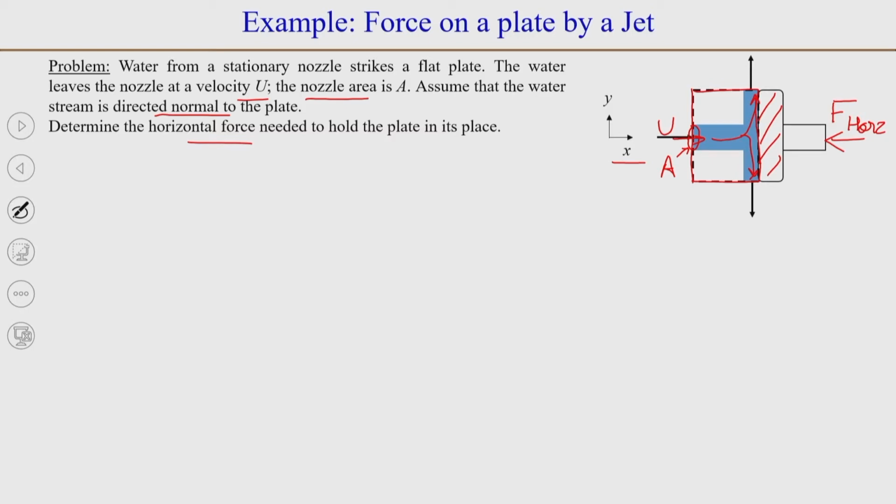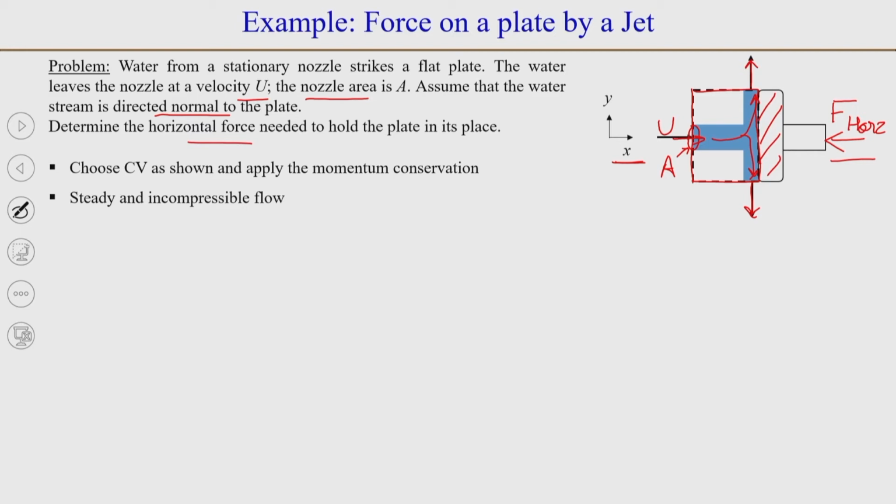Now, we can write down the momentum conservation equation. We need to find the horizontal force. So, we need to write the momentum conservation equation only along the x direction. The liquid is being distributed in the vertical direction, but because the horizontal force is a part of the momentum conservation equation along the x direction, we will solve the equation along the x direction only. Okay. So, we have chosen the control volume, and now we will apply the momentum conservation equation.